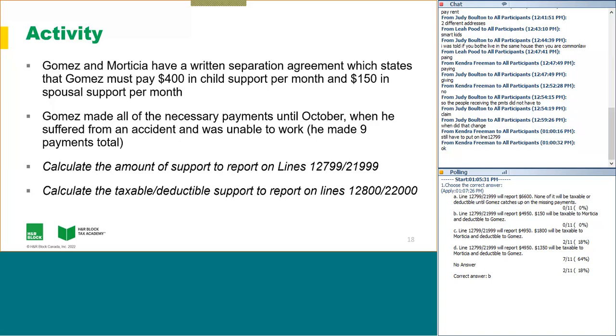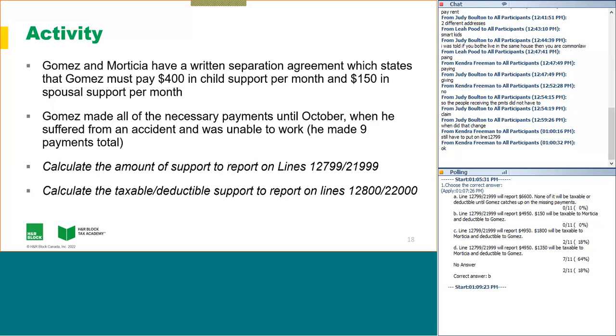What happens next year? Gomez is back on his feet. January comes around. He gets back to work. He makes a lump sum catch up of the missing amounts. So he now is going to go pay his entire year for next year because he can afford it. And he's also going to pay the missing 3 months as well. So we're going to do a quick poll for that as well.